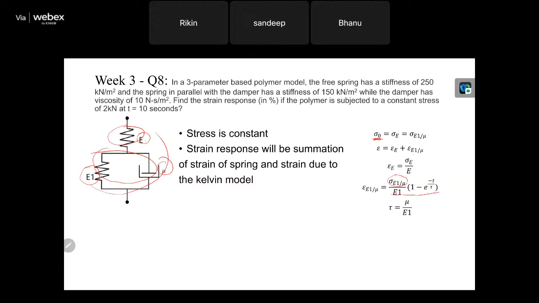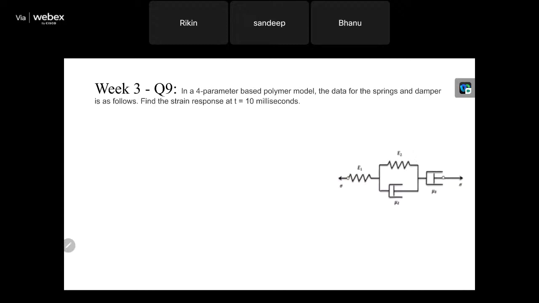Till then, let's move on to the next question. Okay. So in a 4-parameter based polymer model, the data for the springs and damper was given, and we had to find the strain response. Now, this is similar to what we did in the previous question. But here, a free damper is also there. So basically what we have to do is add the strain response of this damper to the 3-parameter model. Or you can do it completely from scratch, where you add the strain response of this free spring, of the Kelvin model, and of the damper.